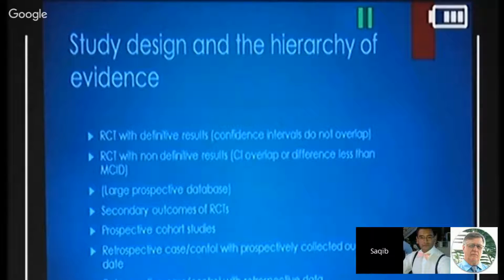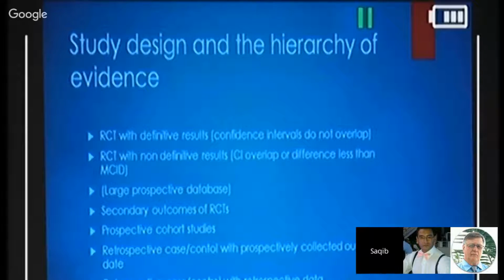We've been through the study design and the hierarchy of evidence. I won't bother with that, other than there's a couple of things that are being added in now when we look at levels: an RCT with a definitive result, an RCT with a non-definitive result, where the confidence intervals overlap. But this is a more important one now that we're seeing a lot more of and paying a lot more attention to.